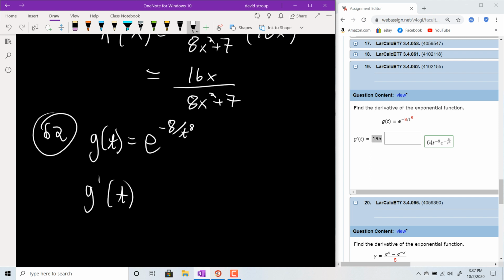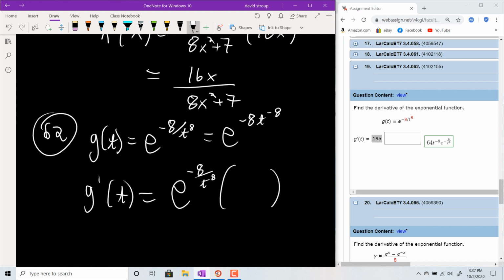So g prime of t. With exponentials, you'll get back the same exact thing, and then you have to multiply by the derivative of the exponent. Okay? It's not the power rule. You can't bring down the negative 8 over t to the 8th and just subtract 1. It won't work. Okay, let's rewrite it so the derivative is a bit easier to figure out.